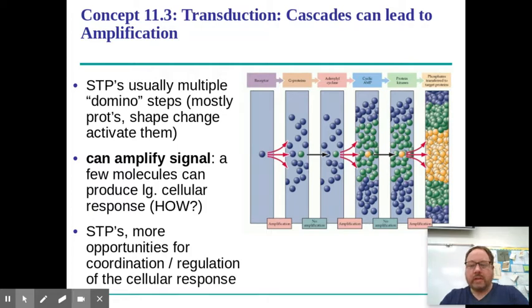Okay, we'll get into signal transduction here a little bit, and then we'll wrap up with one more video and some communication. Okay, looking at transduction, the actual shape changes that happen inside of molecules.